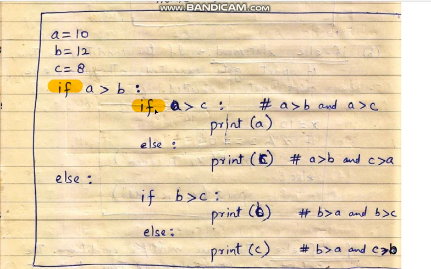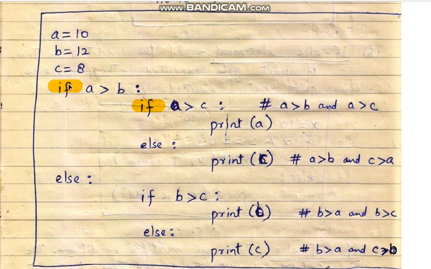And if this condition is not true, it means c is greater than a. C is greater than a means we are moving towards the else part. So this else part says that a is greater than b but c is greater than a. So you can see that b cannot be the highest value, a cannot be the highest value, so we are left with c. So c would be the highest value.